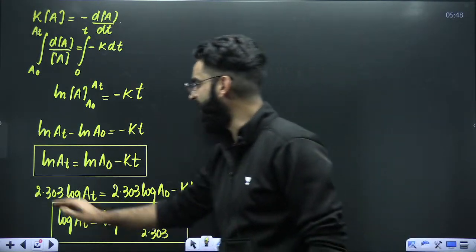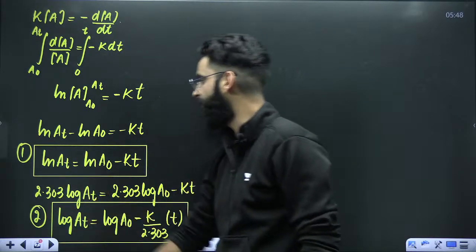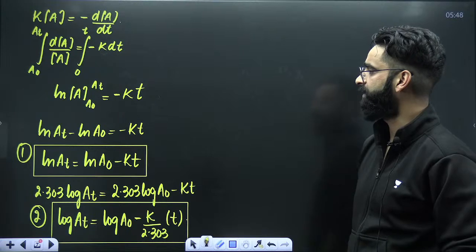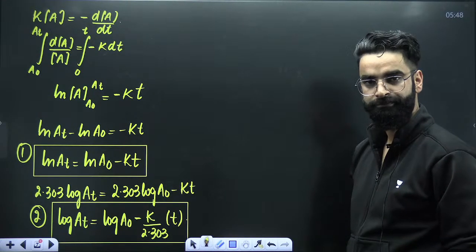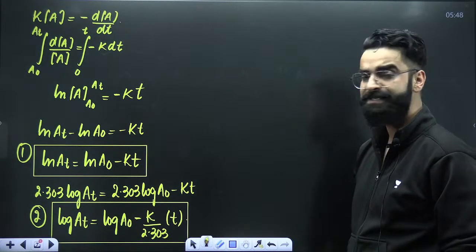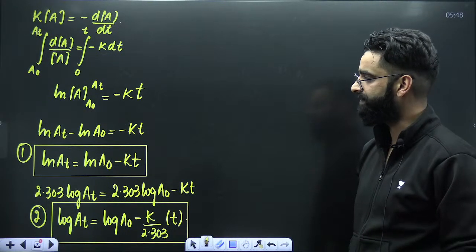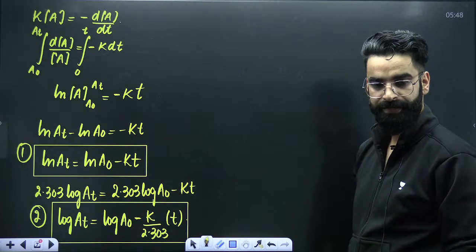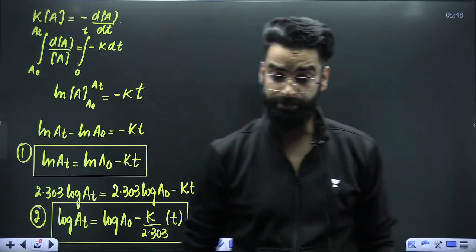So how many forms of the integrated rate equation have we got till now? This was the first form, and this is the second form. Correct? I believe it's clear till here, right? Is it clear to everyone? Quickly in the chat. Did you get to know how we got these two equations? These are very, very important.